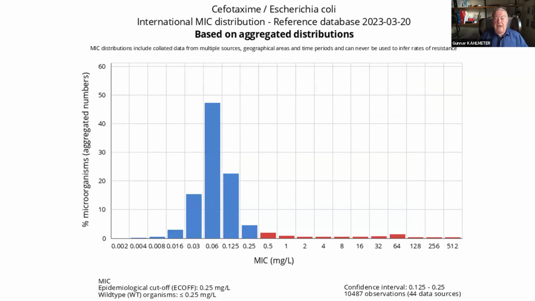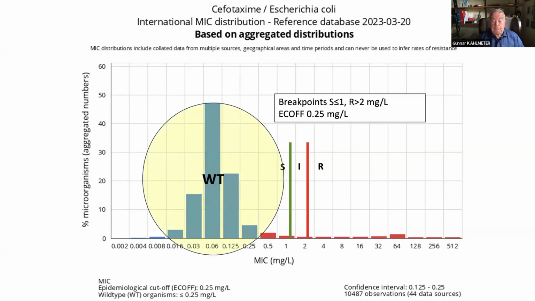Here's the same thing, but for E. coli, for cefotaxime, and you can see the distributions are very similar. There are always 3 to 5 blue bars, and then for those where resistance is known, there will be some or many short or tall red bars. And in this case, you can see there are 44 contributors and 10,000 plus observations. That's the wild type, and you can see the ECOF is 0.25.